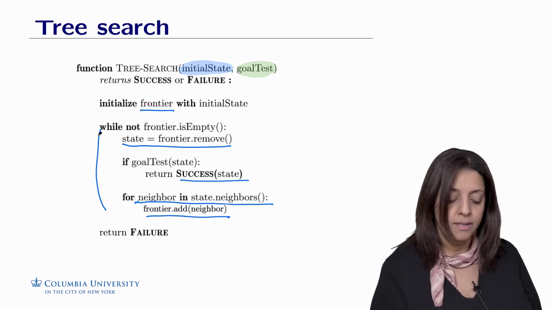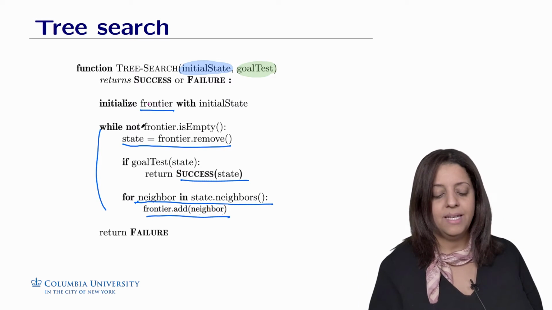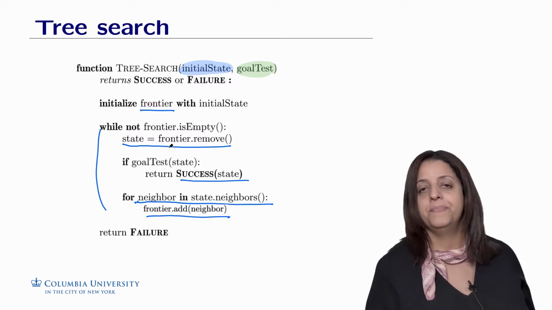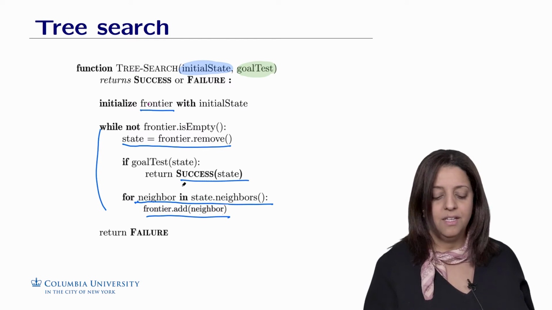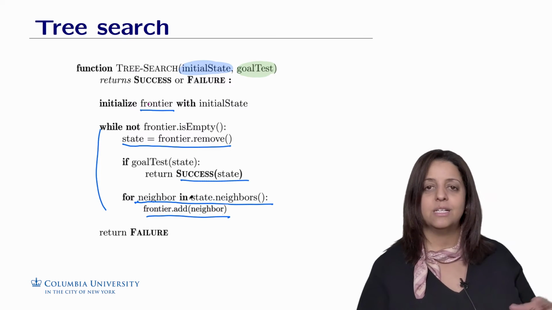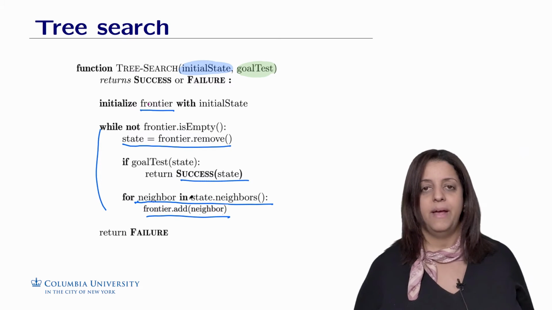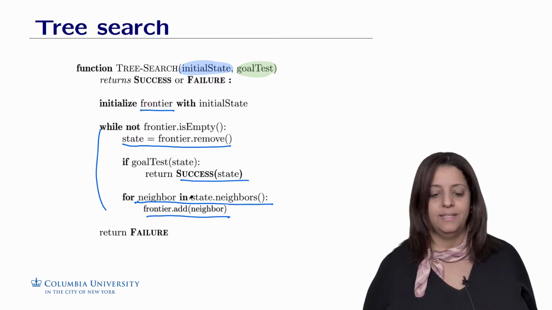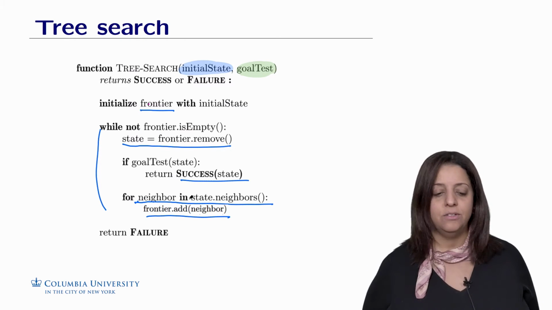And the process will continue, will iterate. So I'm going to again pick one element from the frontier and test it. If it's a success, then I stop and return success. If not, I'm going to continue exploring my search space and growing my tree accordingly. So this is how the tree search is done.